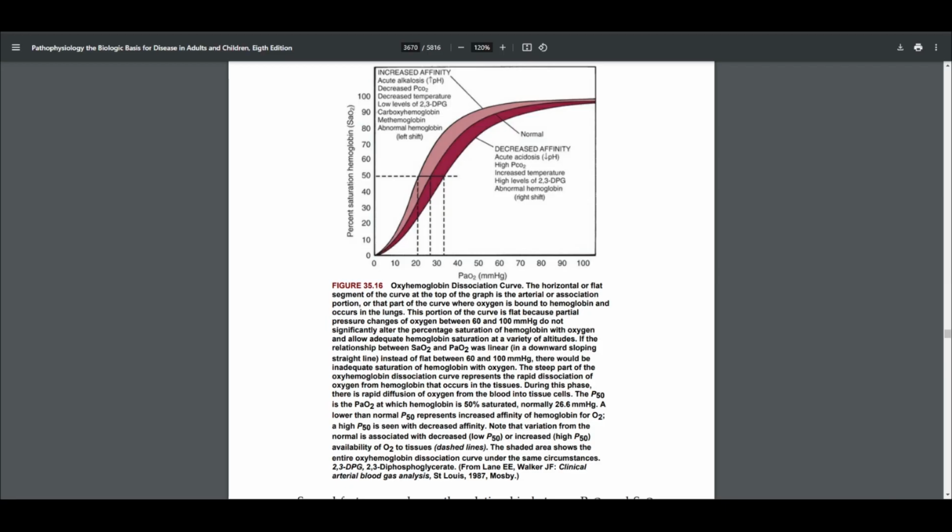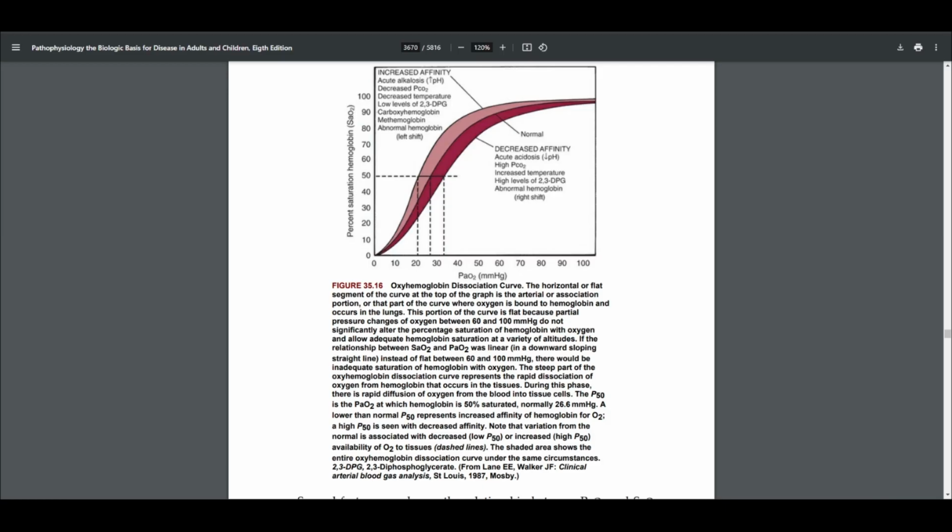During this phase, there is a rapid diffusion of oxygen from the blood into the tissues. The P50 is the PaO2 at which hemoglobin is 50% saturated, normally 26.6 millimeters of mercury. A lower than normal P50 represents an increased affinity of hemoglobin for O2. A high P50 is seen with a decreased affinity. Note that variation from the normal is associated with decreased or increased availability of oxygen to the tissues.